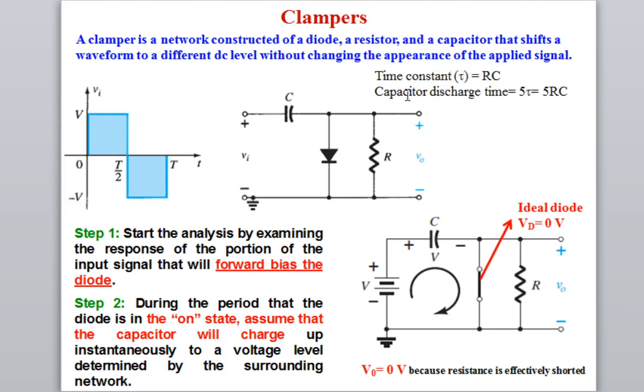That means capacitor discharge time is equal to 5 into tau, or 5 into R into C. Okay, so this is the condition. If this condition is satisfied, then this combination of capacitor, diode and resistor can be used as a clamper circuit.